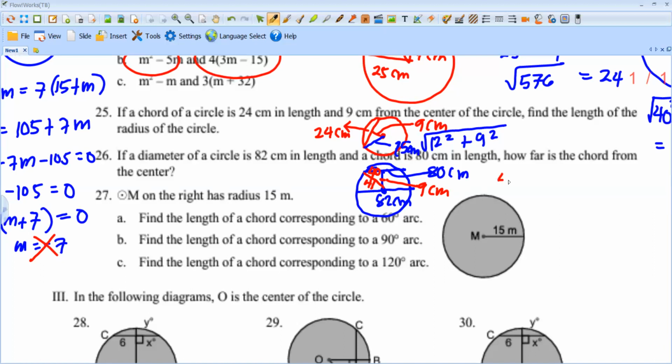Again, 41 squared minus 40 squared. It's only half of the chord, okay? Then we will be looking for that.